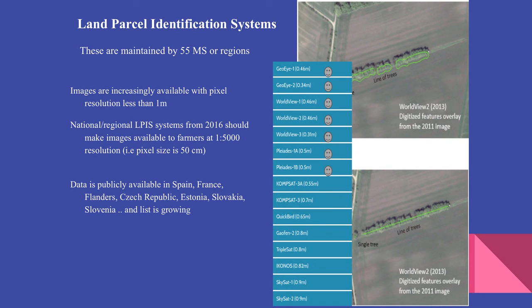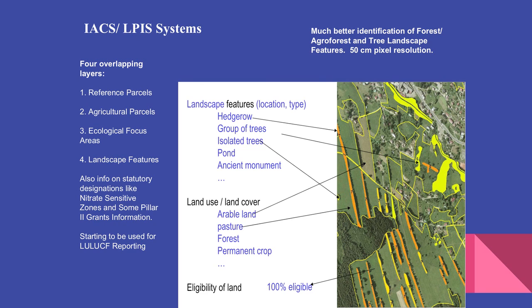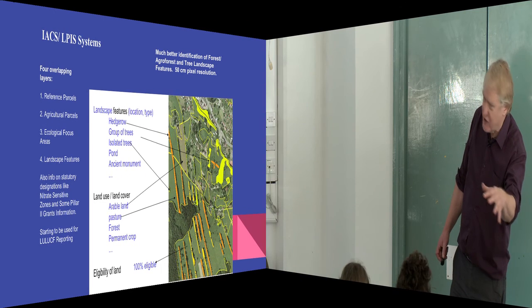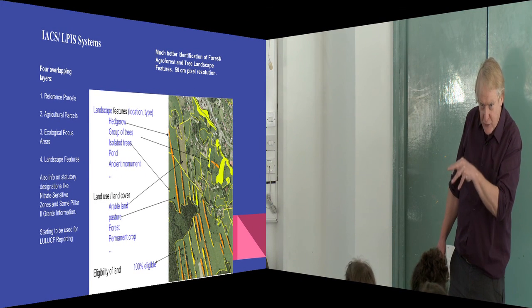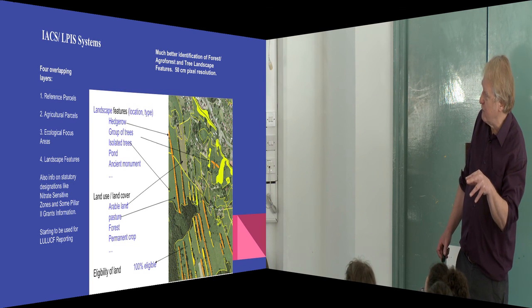And if you've got an area of rush, for example, then an inspector will come along and decide that you're not farming on that, therefore you only get 20% of your direct payment. But it's so detailed now with layers for reference parcels, agricultural parcels, ecological focus areas, so hedges, ditches, lines of trees, individual trees, that this is a fantastic resource to be able to use for land-based modelling, hopefully in conjunction with farmers.